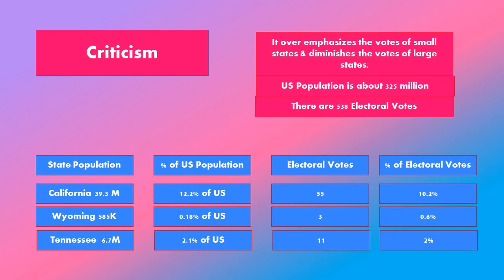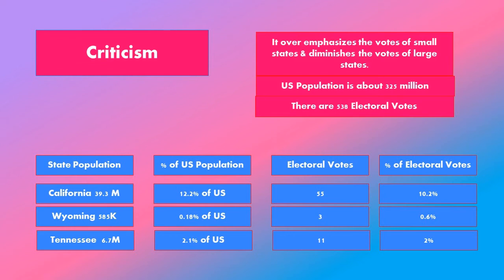There are 538 electoral votes. Now, California, the state, has a population of 39.3 million people. That means that California has 12.2% of the United States population. California has more electoral votes than any other state. They have 55 electoral votes, but that's only 10.2% of the electoral votes. So you see that they have 12% of the population, but only 10% of the votes. As the biggest state, California's votes are hurt by the Electoral College.